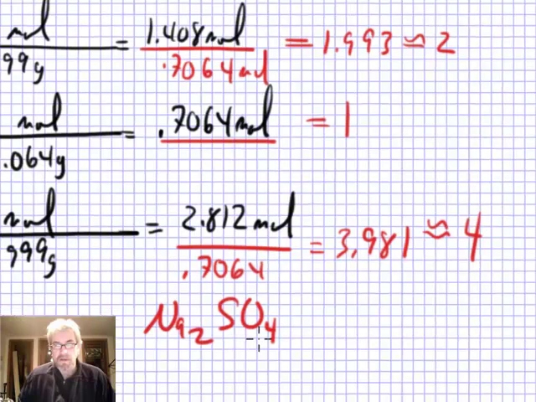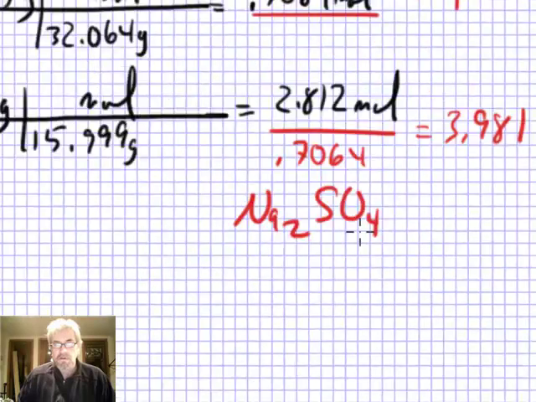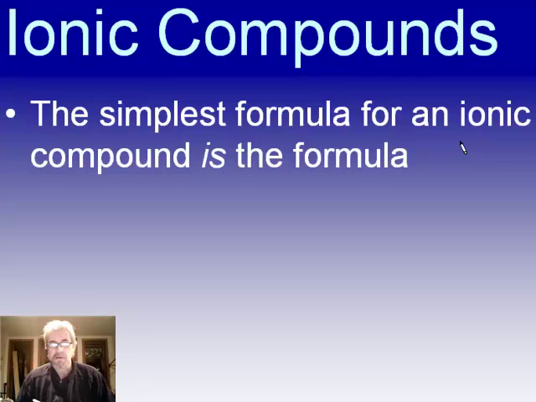Now this is an example of an ionic compound because it has a metal in it, and SO4 you might recognize as the sulfate ion. For an ionic compound, the simplest formula is the formula. There is no other formula. The smallest whole number ratio is the ratio. The smallest whole number ratio is the actual formula for ionic compounds.